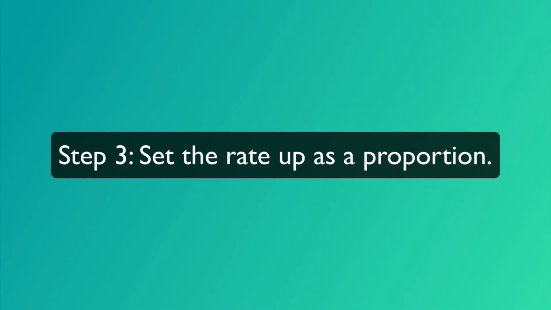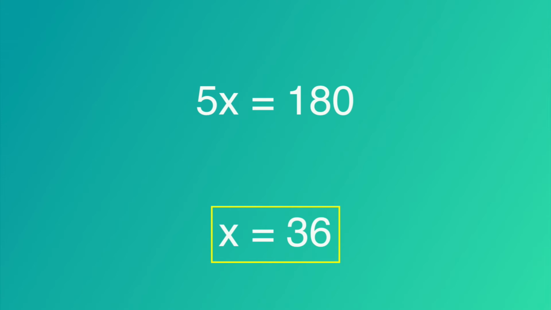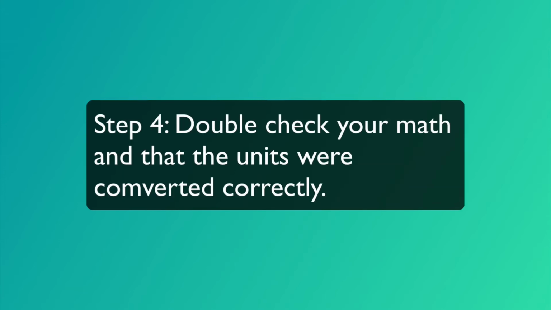Step 3. Set the rate up as a proportion. Then you convert units, cross-multiply, and then solve. Our final answer comes out to x equals 36. Step 4. Double check your math and that the units were converted correctly.